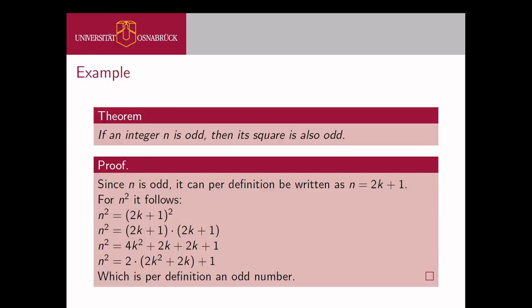And now, if we group the first three terms together, we get 4k squared plus 4k. And there, we can factor out a 2. So for the step from the third to the fourth equation, we just take a factor of 2 out of 4k squared and out of 4k, which leaves us with 2 times some number plus 1. And as we know, the definition of an odd number is that it can be expressed as 2 times some integer plus 1. This means that n squared is by definition an odd number, and we have proven our theorem.